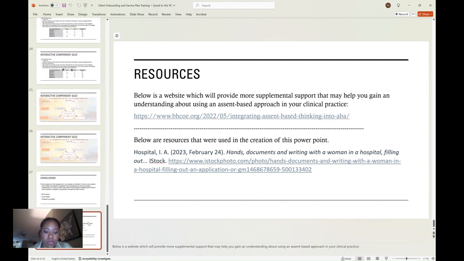Lastly, I just want to provide you here with a link to a resource that talks more about the assessment-based approach that I discussed throughout this presentation. You want to make sure that that's the approach that you're taking when writing this treatment plan, so that, again, you really are focusing on helping ensure treatment acceptability and sustainability.